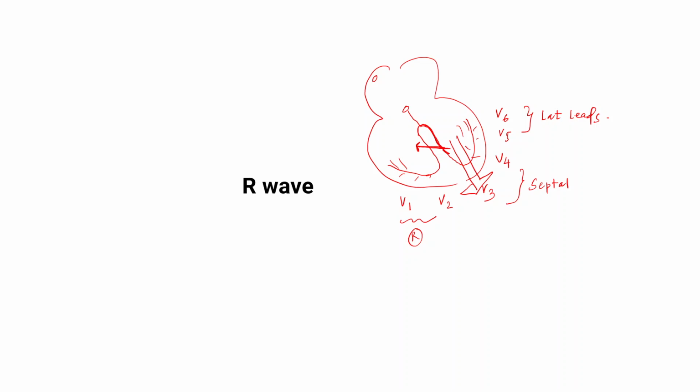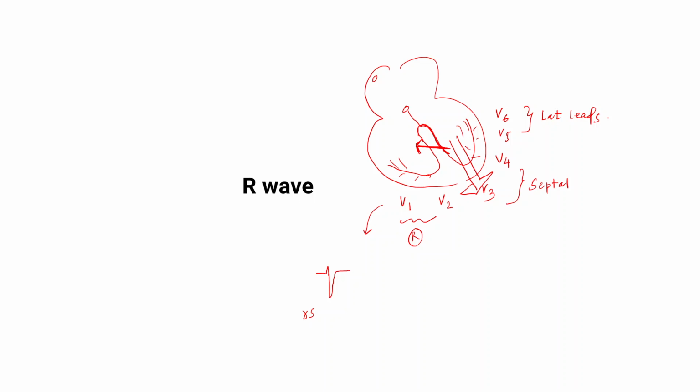So what will happen in V1? In V1, the septal depolarization is occurring towards V1. That means it will produce a positive deflection in V1. It will be followed by the ventricular depolarization, which is in the opposite direction of V1, so it will produce a negative wave. So this will be a small r, capital S.